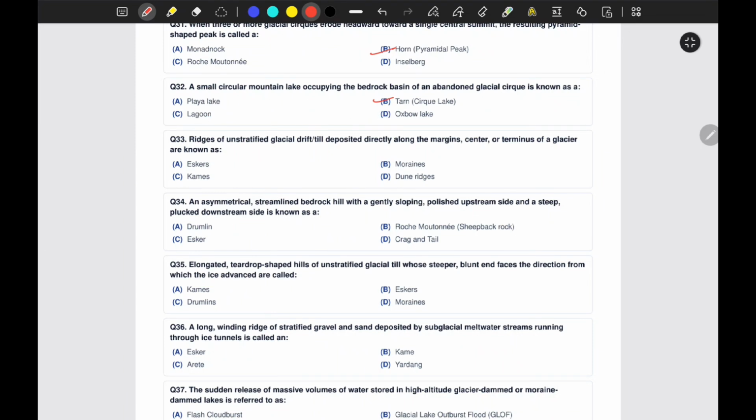The correct answer is Tarn or Cirque Lake. Playa Lake, it is found in deserts. Okay, desert landform. Lagoon, in coastal areas. Oxbow Lake, it is found in the old or mature stage of a river.